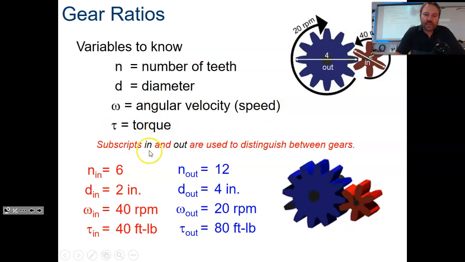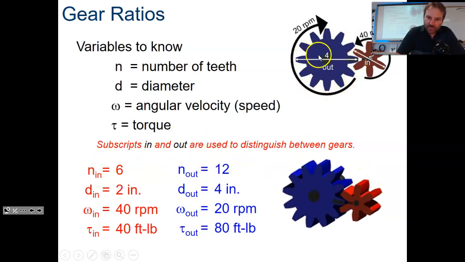So for instance, in this blue and red scenario, if you were to count the teeth on the blue one, there are 12 teeth on it. And if you counted the red one, there are 6. So this has 12 to 6, so 2 to 1. You can measure the diameter, 4 inches to 2 inches. So that also has a mechanical advantage of 2 to 1.